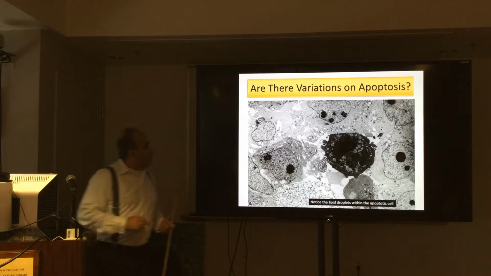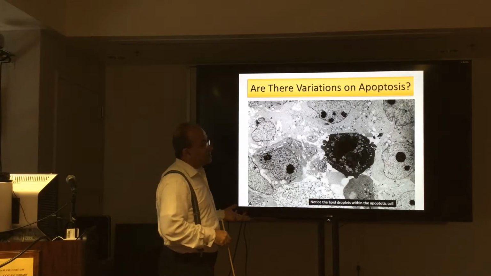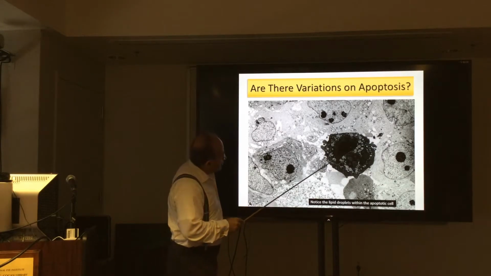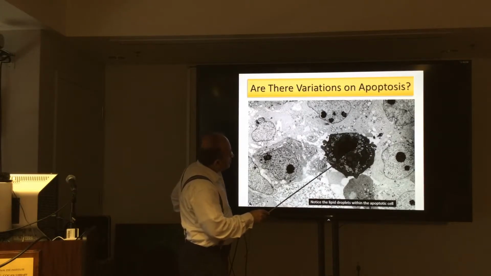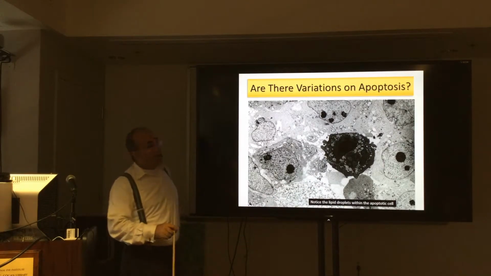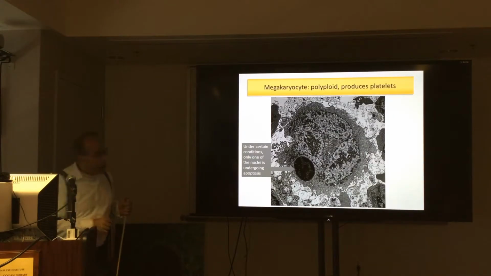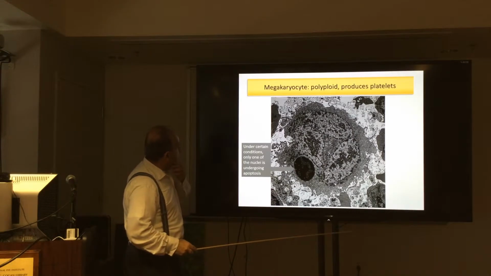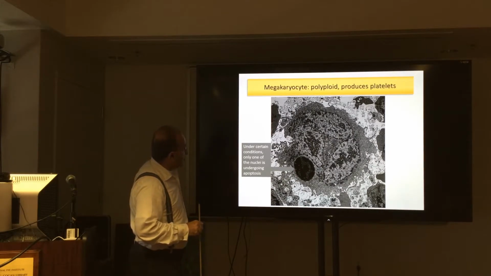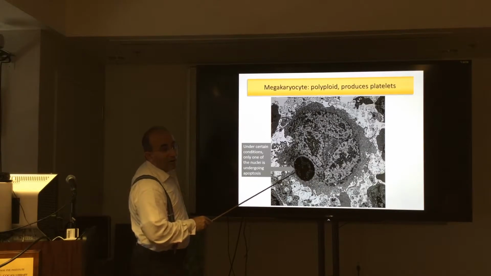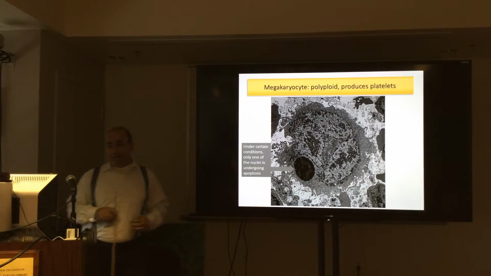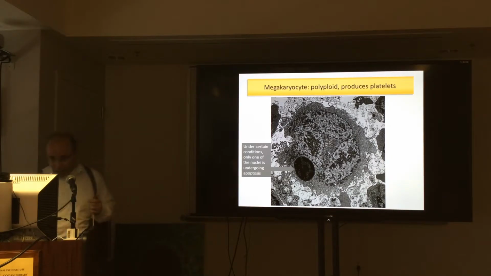Okay. This is another cell undergoing apoptosis, but here what you see is the lipid droplets. We're going to talk later about the significance of seeing lipid droplets within apoptotic or other cell types. This is in the bone marrow, the megakaryocyte. It produces the platelets, and it's polyploid. You can see only one of its nuclei is undergoing apoptosis, as you can see here. So there are variations on how apoptosis could happen within the eukaryotic cell.